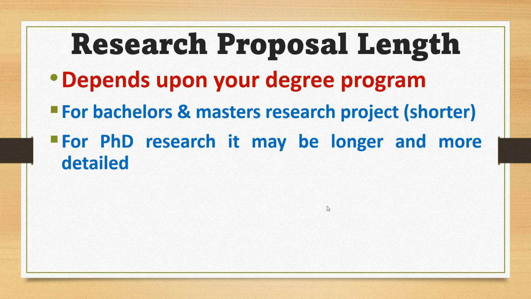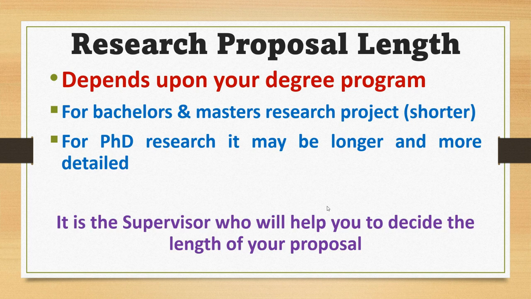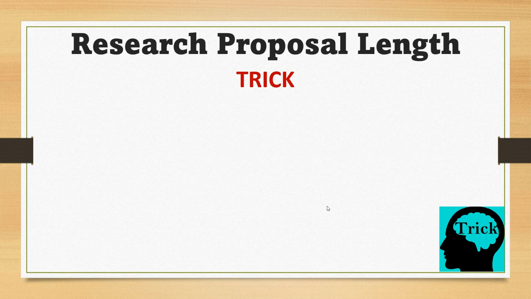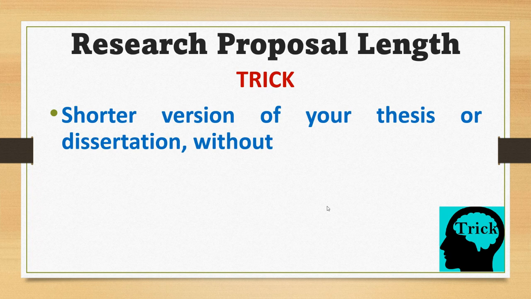But who has the authority to decide the length of a research proposal? It is the supervisor who will decide and who will guide you to decide the length of your proposal. He may assign a 10 pages proposal to you. He may assign a 50 pages proposal to you. He has the whole authority and will guide you to decide the length of the proposal. So there is a trick to decide the length of a proposal. Simply, you have to think about the thesis or dissertation of your study, and you will create a shorter version. Meaning you have to think about a shorter version.